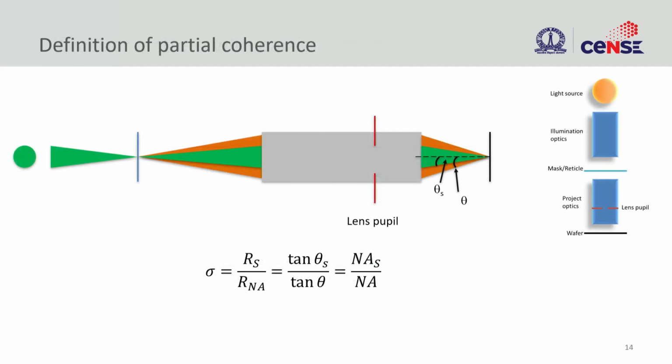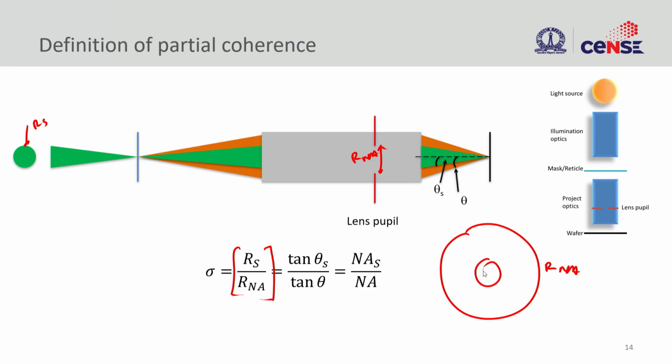So let's look at the definition of partial coherence. What do we mean by partial coherence? Partial coherence is nothing but a ratio of the size of your source and your lens here. So the radius RS is nothing but this, and this is RNA. This is nothing but the ratio of the radius of the source to the NA.